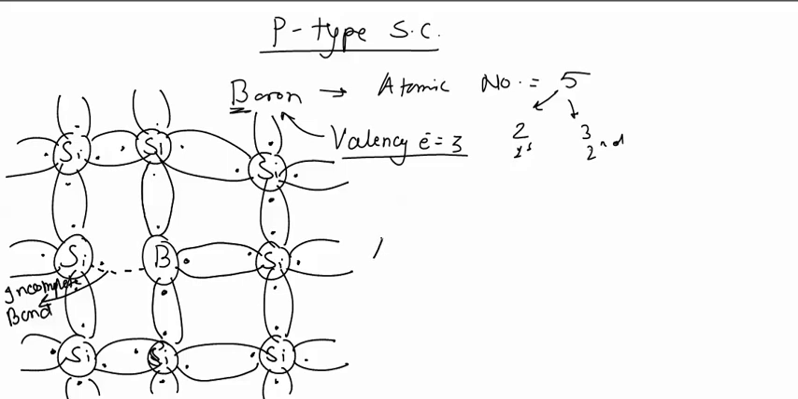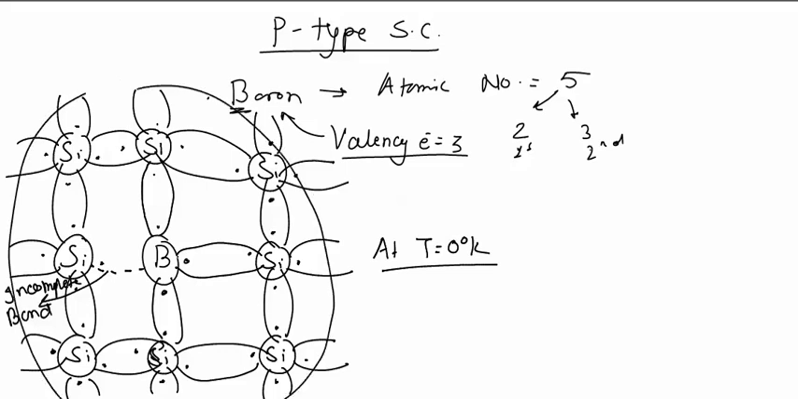At T equal to 0 degrees Kelvin, we are seeing that in this whole material, there is no electron free for conduction. Hence we can say that this material will not conduct. Also, in this material we can see that if any electron breaks a covalent bond, there will be formation of a hole and a free electron.